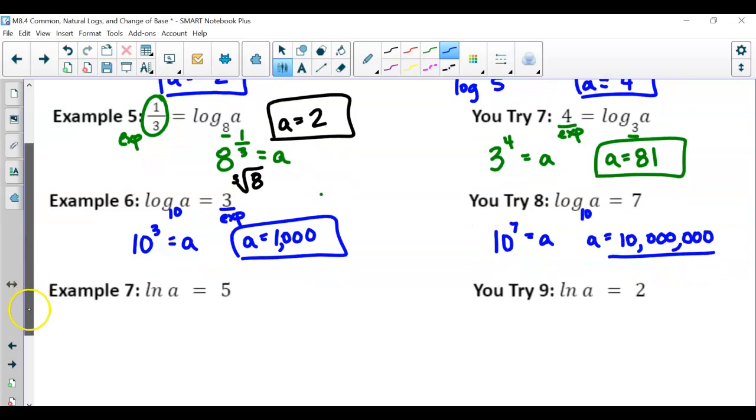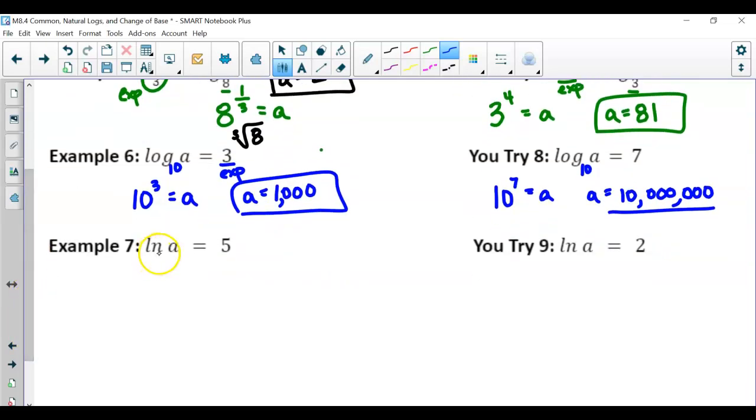So now looking at example 7, notice how here we have a natural log. Well, a natural log has the base of e. So I could technically now write this also as my exponential, right? Because it's got a base of e here. So this is e to the 5th power, right? Because our equation is always equal to the exponent. That's e to the 5th power, which is equal to a.